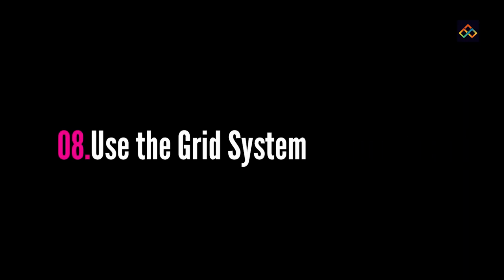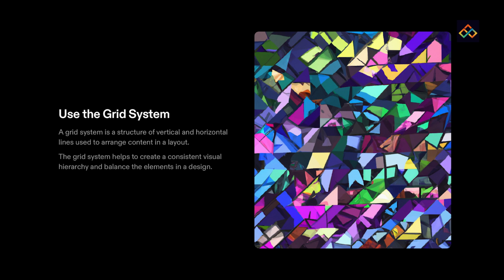And our next tip is grid system. A grid system is a structure of vertical and horizontal lines used to arrange content in a layout. The grid system helps to create a consistent visual hierarchy and balance the elements in a design. As per the definition, these lines are really important. These lines are a grid system, properly calculating the area which you are using in your design. So always try to use the grid system so that your design can be perfect in proper values. So that's why grid system is important.